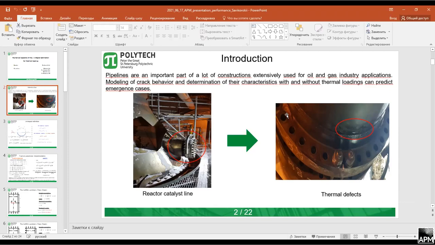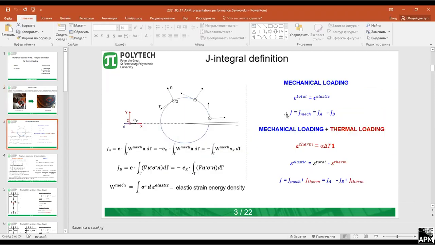Also, I should mention gas turbine blades, which work at high temperature conditions, and high temperature causes thermal and thermal fatigue cracks. Fracture criteria are used for prediction of crack propagation. One of them is the G-invariant, Echevarria-Tsiripanov's G-integral, which is invariant for different smooth and convex contours. There is a G-integral definition and integration contours.